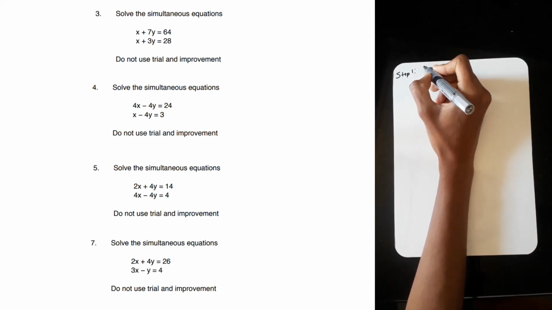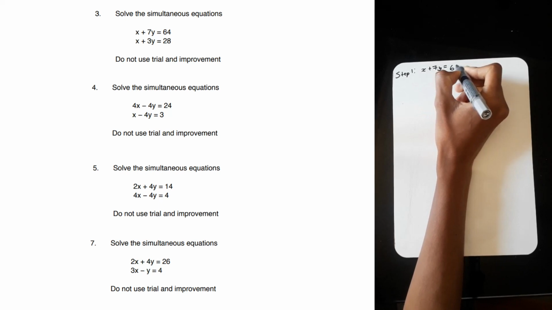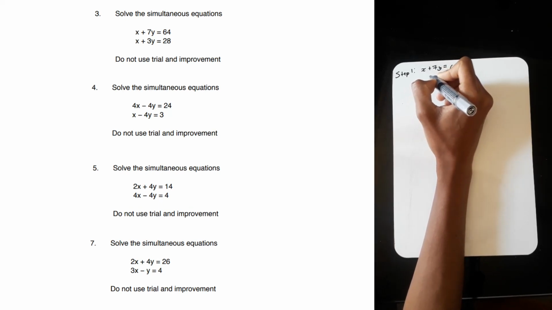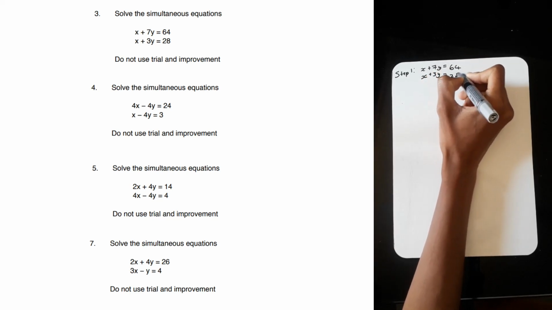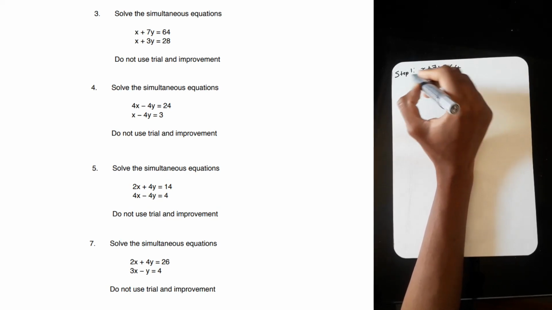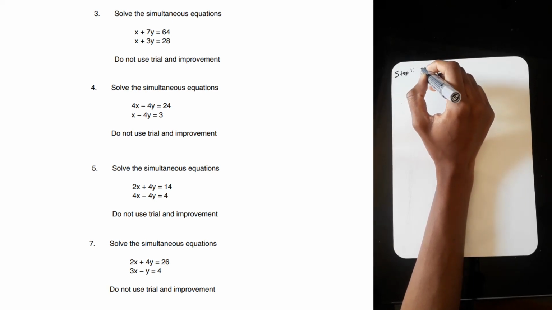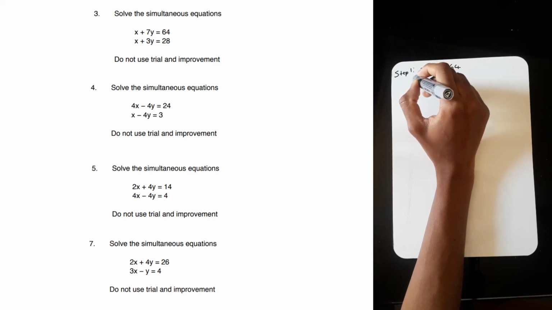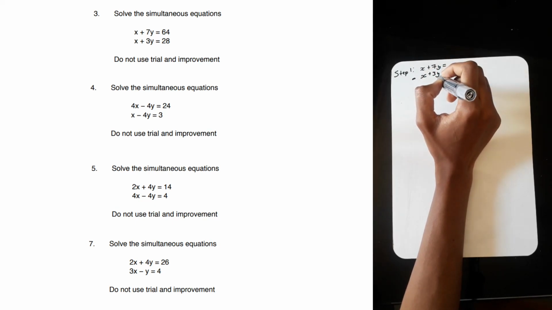Here's our first question: x plus 7y equals 64. And then the next equation is x plus 3y equals 28. So the first step is determining the sign, which will eliminate one of the variables. In this case, x and x, they're positive, so subtracting them will eliminate them and leave you with y.